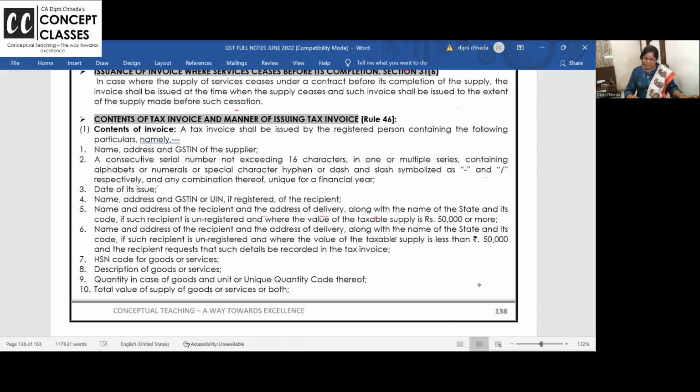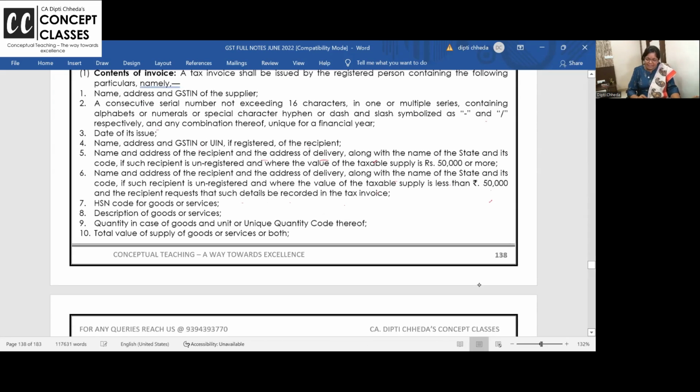If recipient is unregistered and where the value of the supply is less than 50,000 and the recipient requests that details are to be recorded. Above 50,000 it is compulsory, but for less also you have to give it. HSN code. What is the full form of HSN? I've told you in the first chapter.